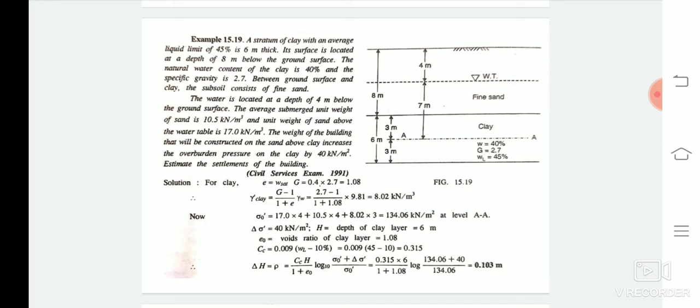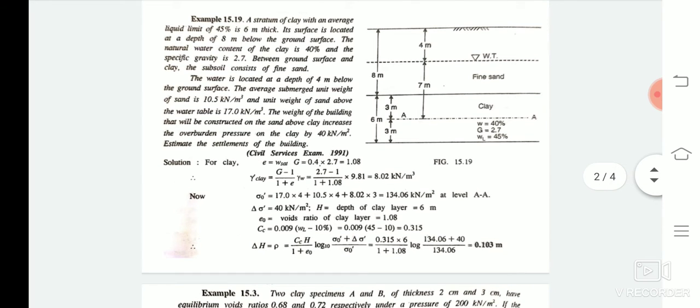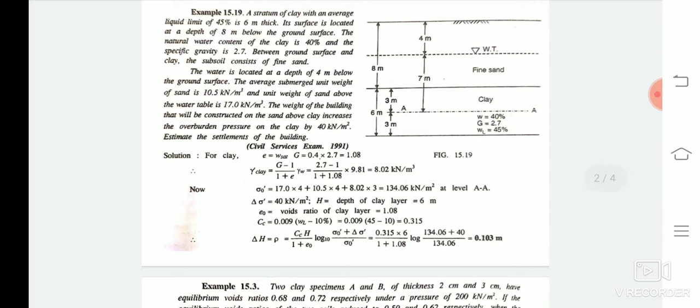The unit weight of the soil has been given as follows: the sand above the clay layer is given as 17 kilonewton per meter cube, and the submerged unit weight is given as 10.5 kilonewton per meter cube, and the overburden pressure on the clay has been given as 40 kilonewton per meter square. So let us solve the problem.